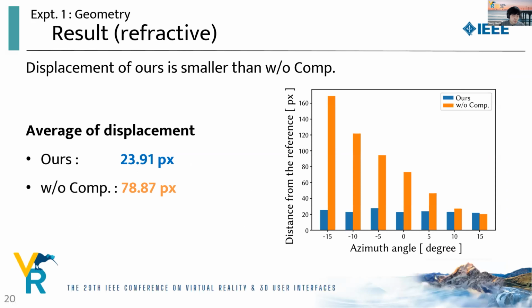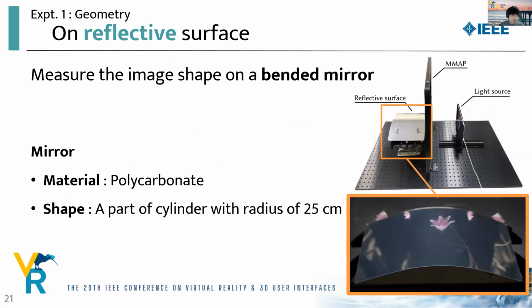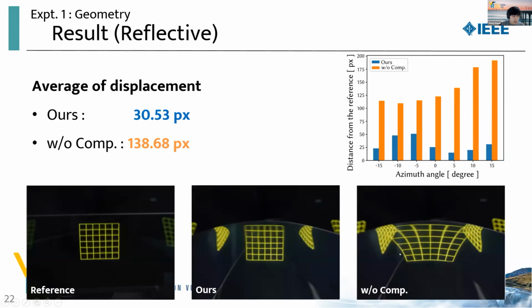This is the measurement results. We confirmed that the displacement with our method was smaller than without compensation. Next, we conducted the same experiment on the reflective surface. This is set up. The mid-image is displayed on the top of the mirror. Here is the mid-images and measurement results.